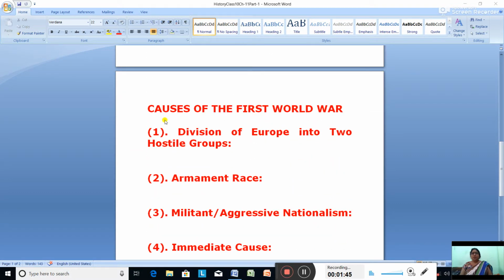Now what are the causes of the First World War? Here on the screen you can see the four causes. It does not mean that only these four causes were the reason for the First World War. There were many causes, but as per your syllabus, we'll be studying only these four causes. The first is division of Europe into two hostile groups.